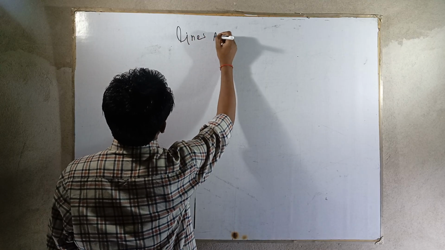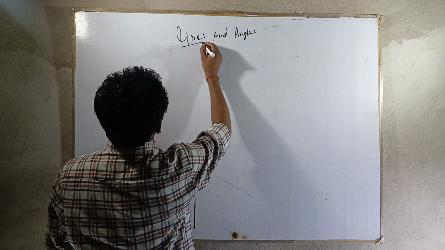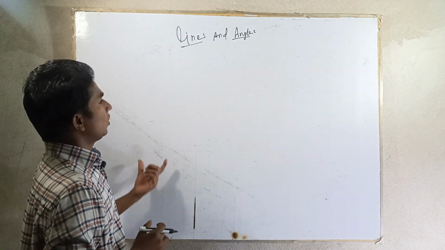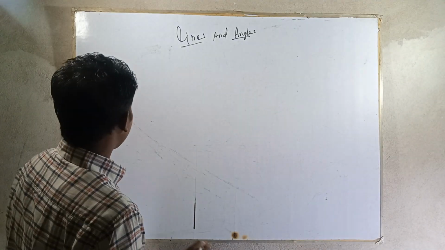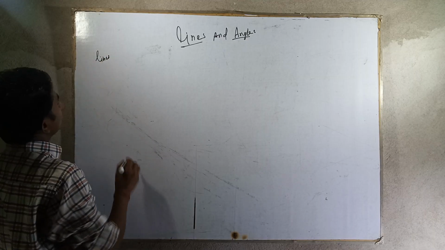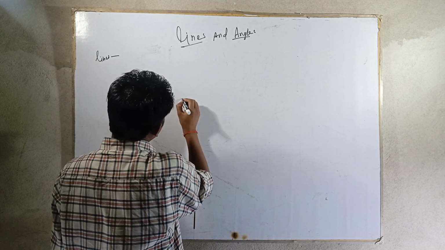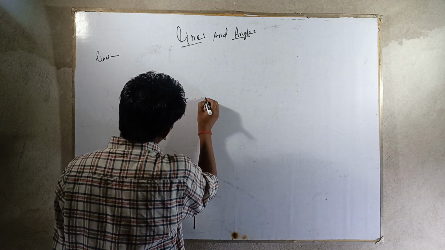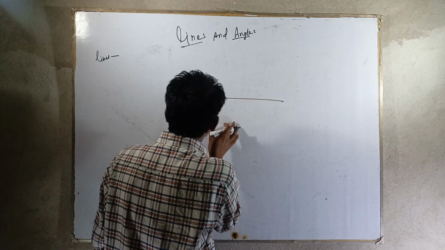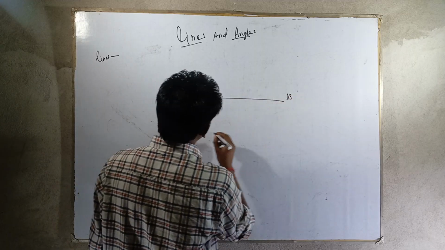Lines and angles. First I will explain about lines. What is a line and which types of things do I need to understand? First is the line. When we join many dots with the nib of this pen, it will become a form like this. So this is called a line segment.